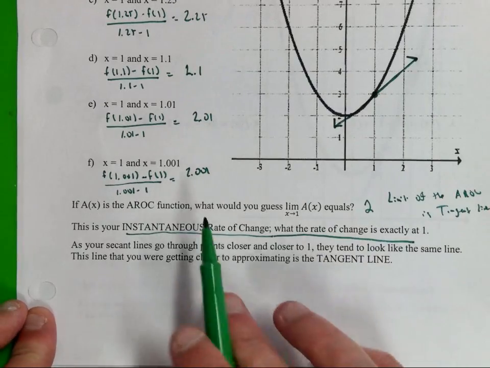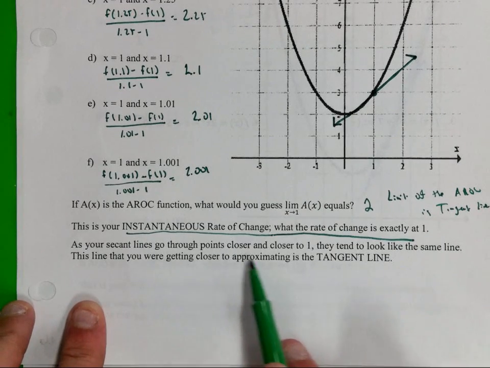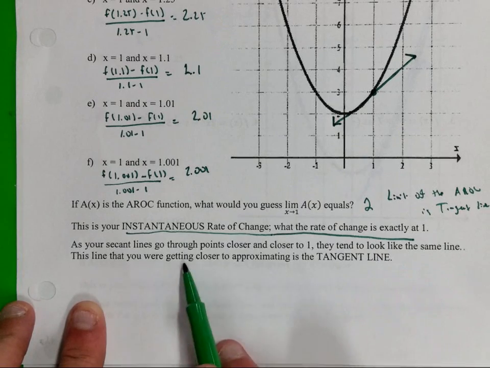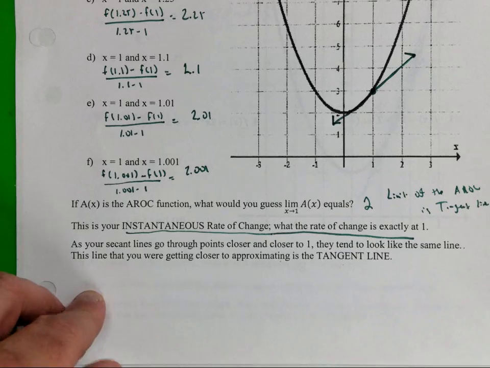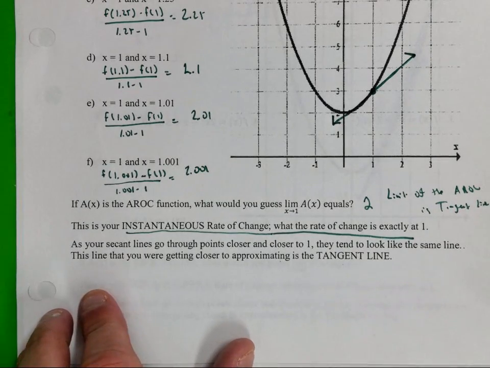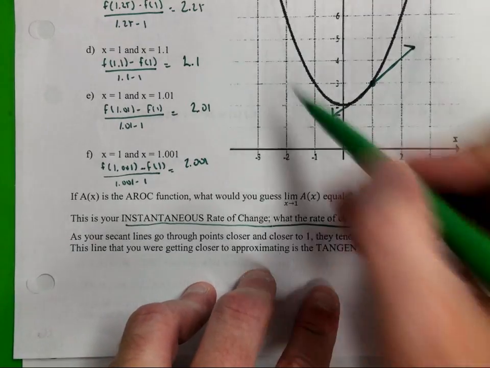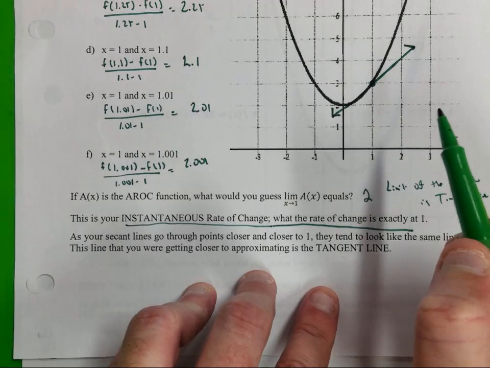So this is dealing with tangent. This is your instantaneous rate of change, what the rate of change is exactly at 1. As your secant lines go through the points closer and closer to 1, they tend to look like the same line. This line that you were getting closer to is approximately the tangent line. That is the slope of the tangent line, not the graph right there. Yeah, the graph's approaching 3, but we're talking about what the slope of this tangent line is.